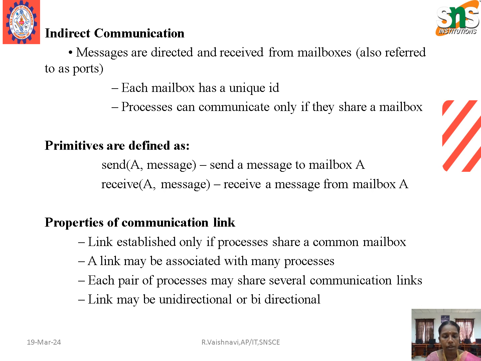Here we have the properties of the communication link. A link is established only if the processes share a common mailbox. A link may be associated with many processes, and each pair of processes may share several communication links. Fourth one, a link may be unidirectional or bidirectional.